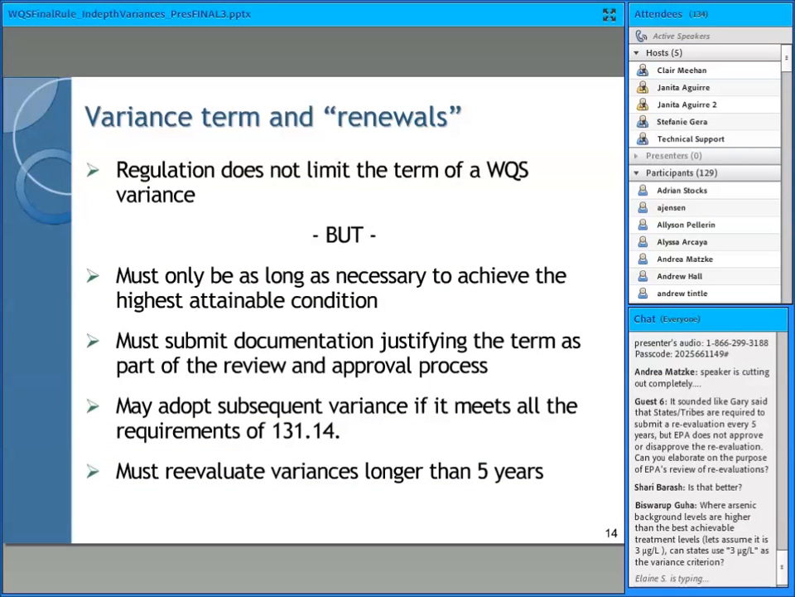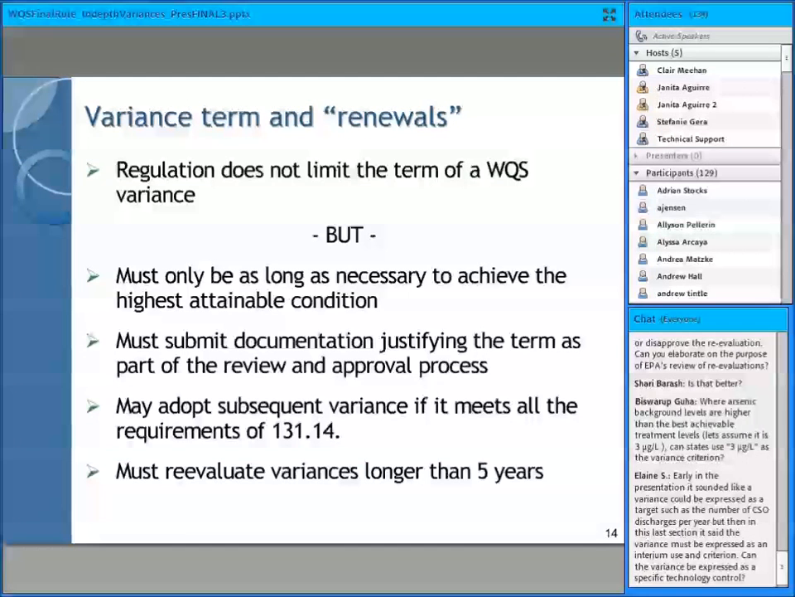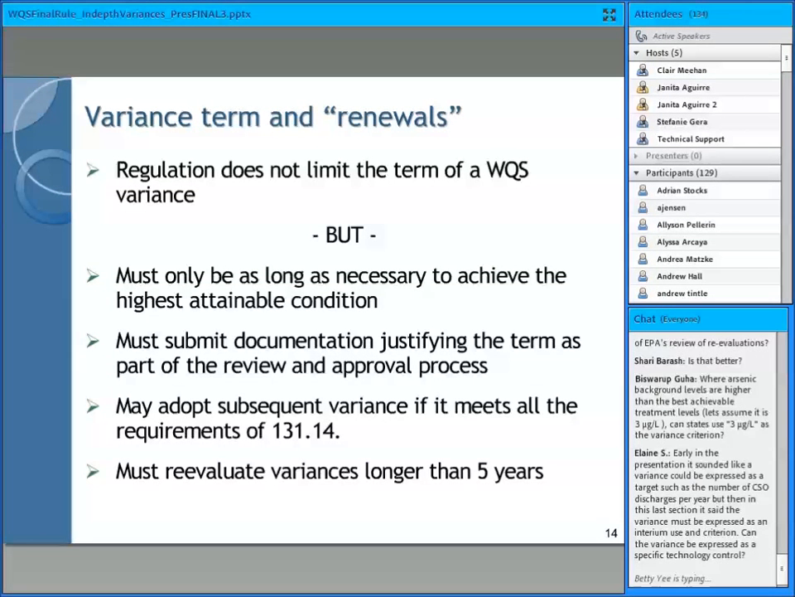The regulation explicitly allows a state or tribe to adopt a subsequent variance after a variance expires as long as the subsequent variance complies with the requirements of 131.14. EPA is not calling a subsequent variance a renewal because the word renewal implies an ongoing condition that does not change. The purpose of a water quality standards variance is to make progress towards the underlying designated use, and EPA's expectation is that a variance results in progressively better water quality over time. Finally, the regulation requires variances longer than 5 years to be reevaluated at least every 5 years. EPA chose 5 years as the maximum interval between reevaluations because 5 years is the length of a single permit cycle, which allows the reevaluation to inform the permit reissuance process.